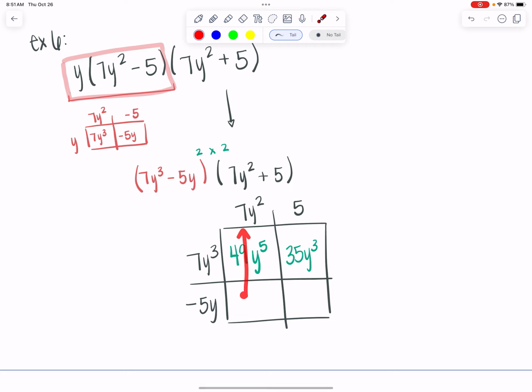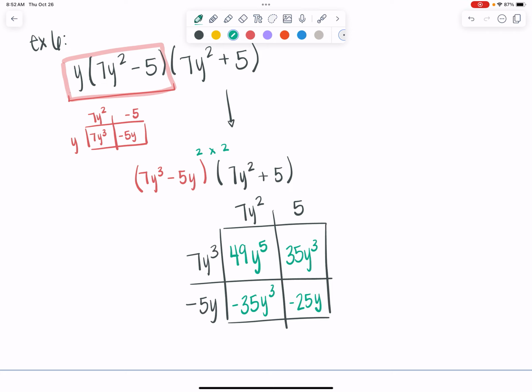All right, bottom left box, 7y squared times negative 5y. 7 times negative 5 is going to give me negative 35. Y times y squared, y to the third. And then the last one, 5 times negative 5y. 5 times negative 5 is going to give me negative 25y.